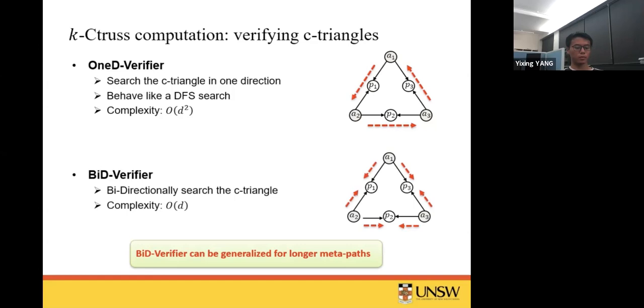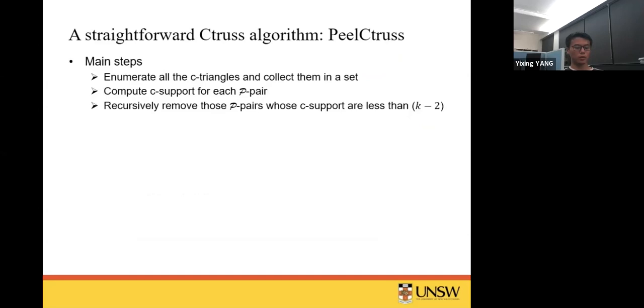After introducing the C triangle verification algorithm, let's turn to C-truss computation. Firstly, we introduce a straightforward algorithm for computing C-truss. There are three main steps. First, it enumerates all the C triangles and collects them in a set. Second, it computes the C support for each P pair. Finally, it recursively removes those P pairs whose C support is less than k-2. However, enumerating all the C triangles is very time-consuming. So, can we avoid enumerating all the C triangles?